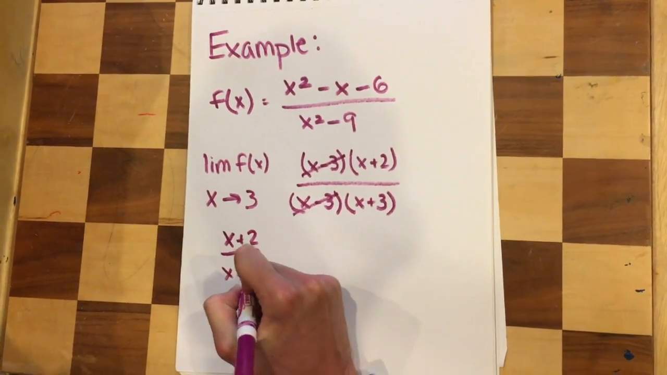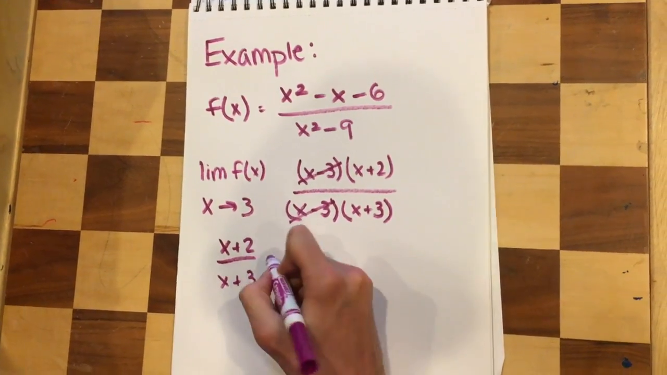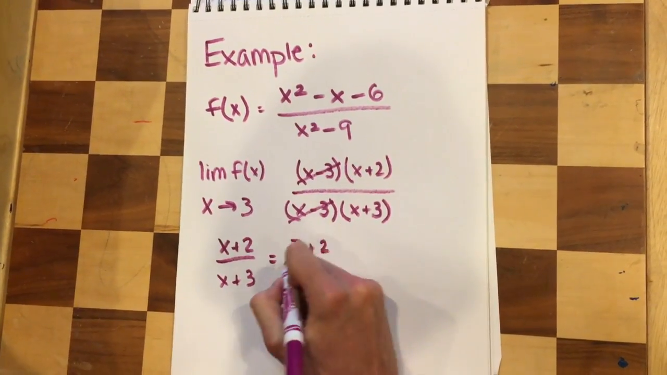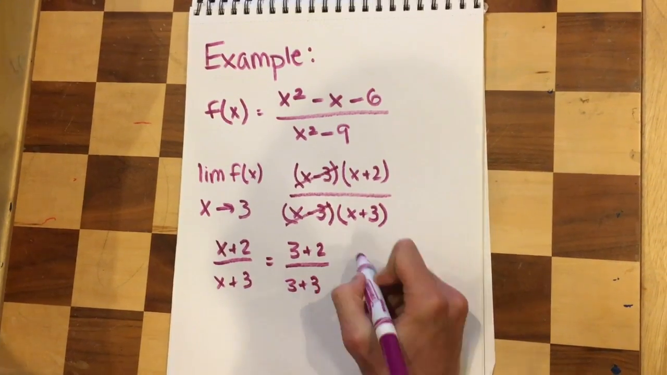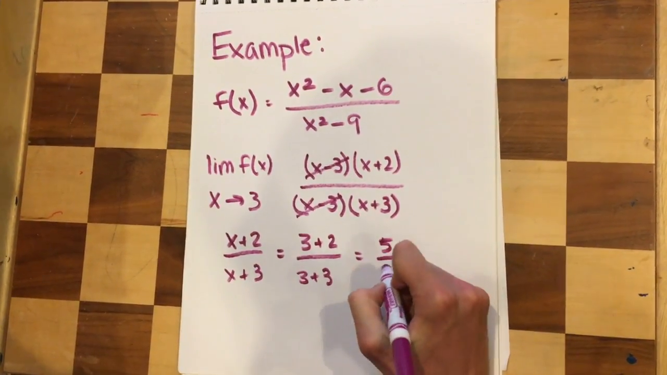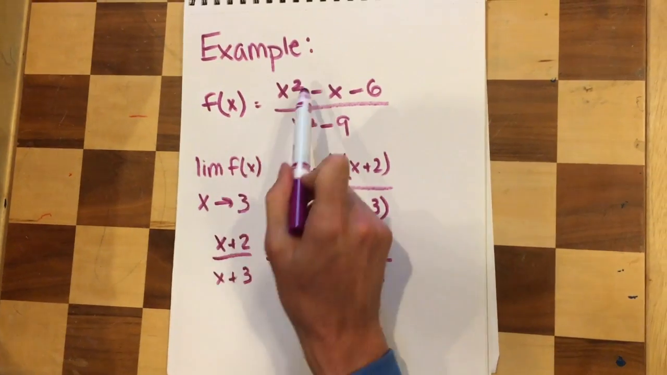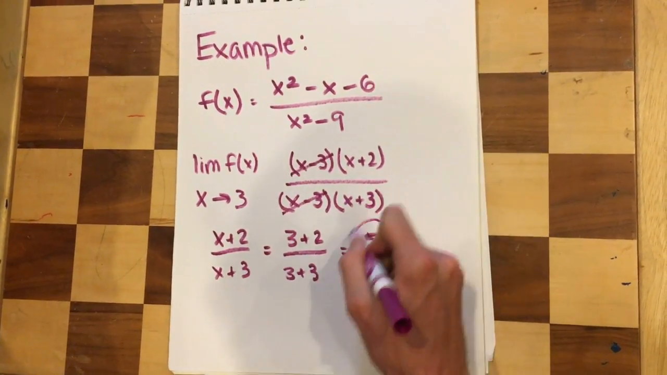Now we'll substitute in our value for x for the limit, and that will be equal to 3 plus 2 over 3 plus 3, which can be simplified to 5 over 6. So the limit of this function f of x as x approaches 3 is 5 over 6.